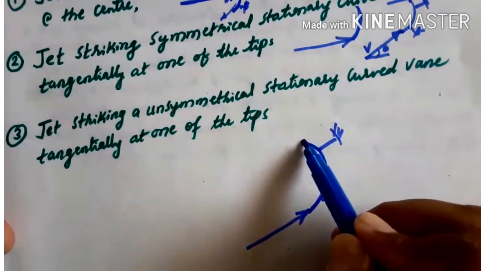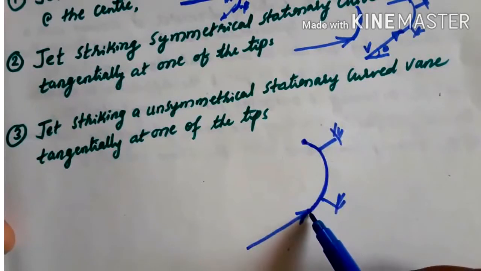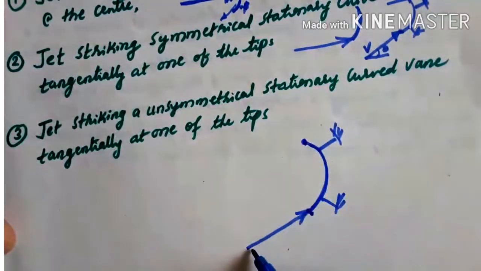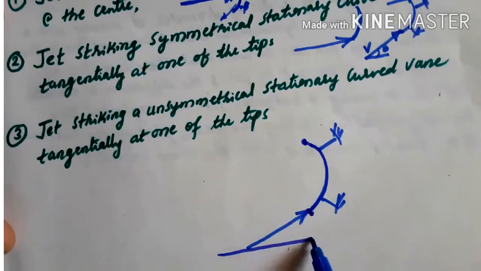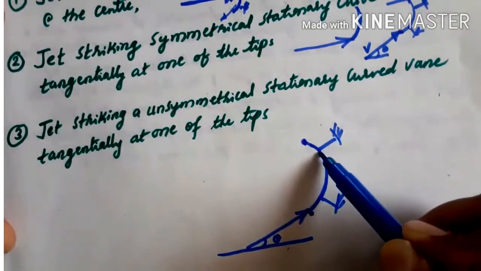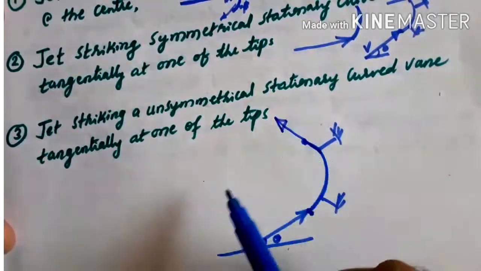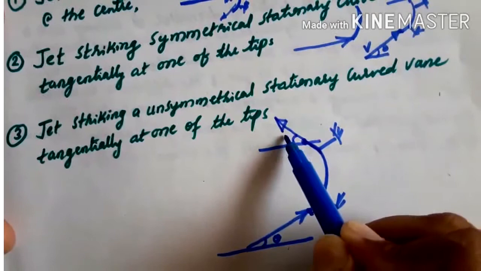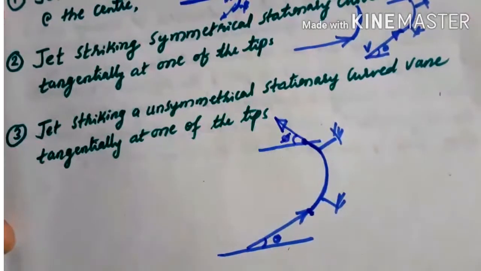These are called the tips or ends, the tip of the vane or tip of the plate. These are the edges. It is striking at one of the tips tangentially, making an angle of theta with the horizontal. So it will be entering with some angle theta, and again it will be leaving like this. When you draw the horizontal here, it will be leaving at some other angle, say phi.